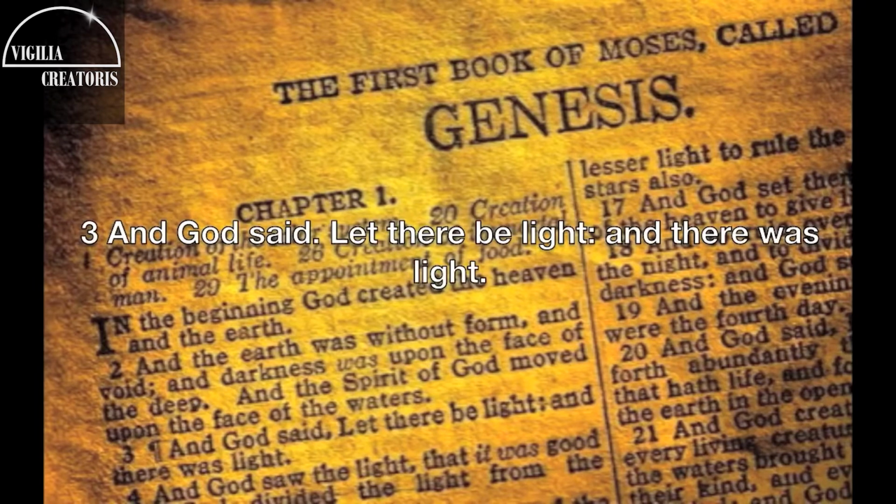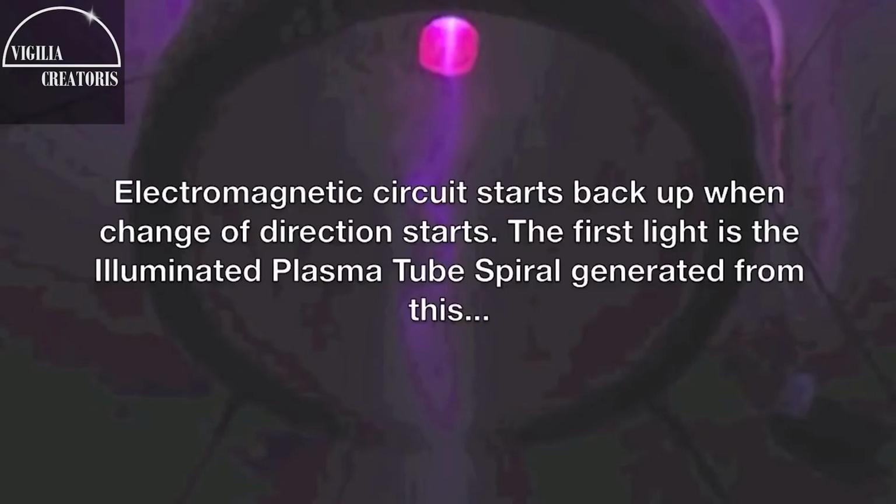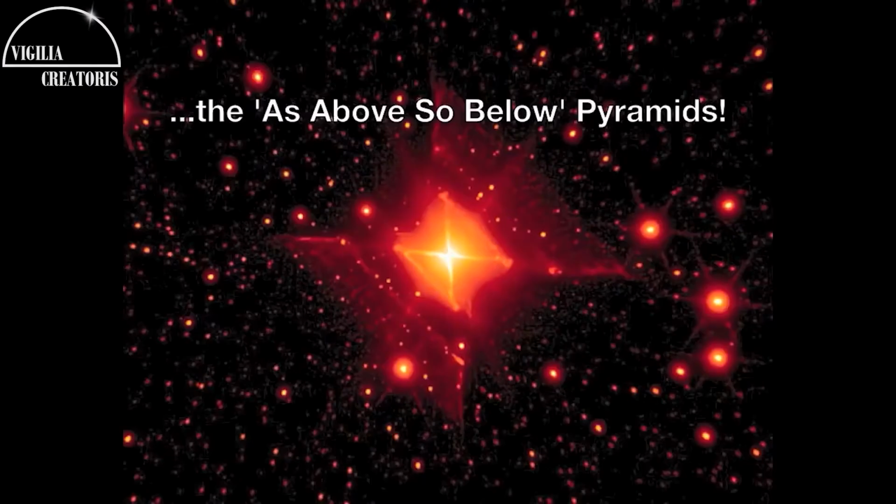Verse 3: And God said, "Let there be light," and there was light. Electromagnetic circuit starts back up when the change of direction starts. The first light is the illuminated plasma tube spiral generated from this. The as above, so below pyramids.